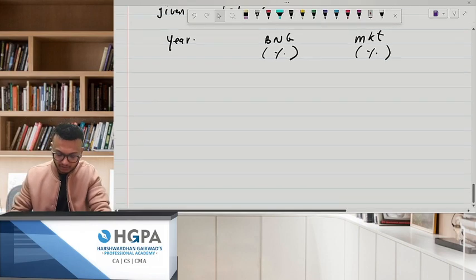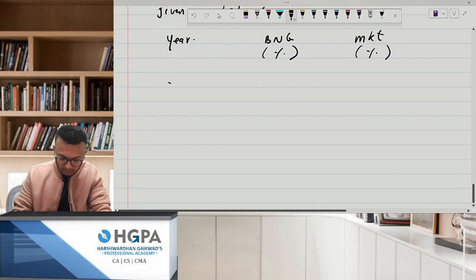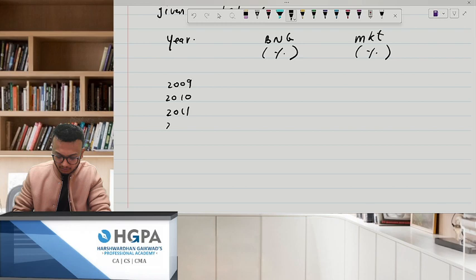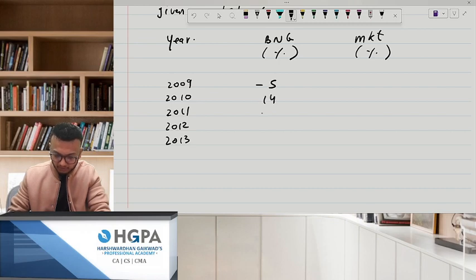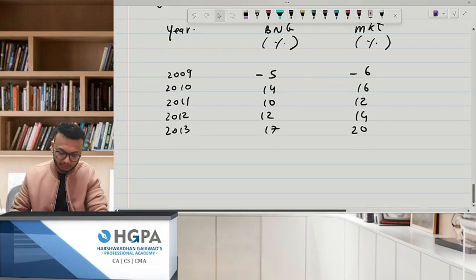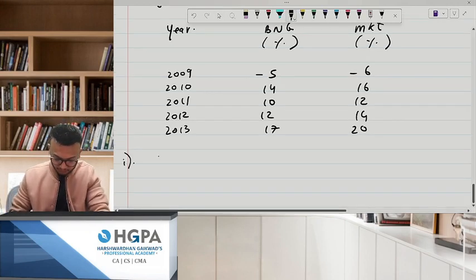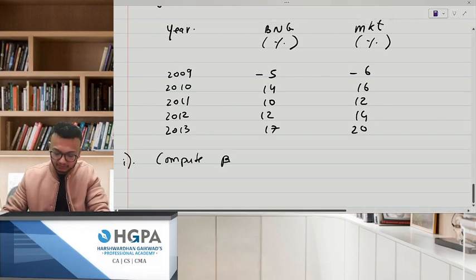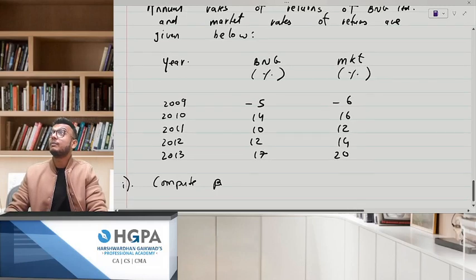Year 2009, 2010, 2011, 2012 and 2013. First is a negative return: -5, 14, 10, 12 and 17 for BNG; -6, 16, 12, 14 and 20 for the market. That's it, end of question. Please compute the beta for this. Compute beta, as simple as that. Online people?